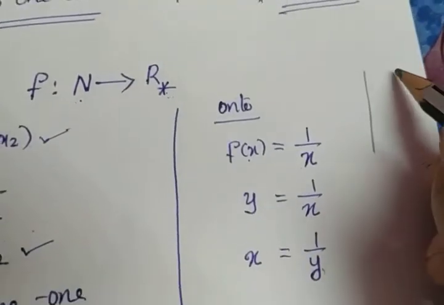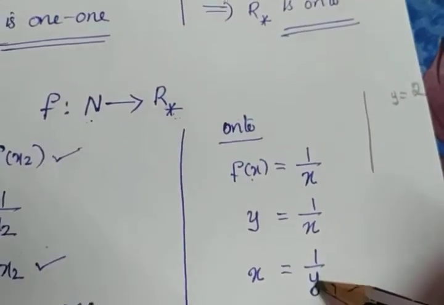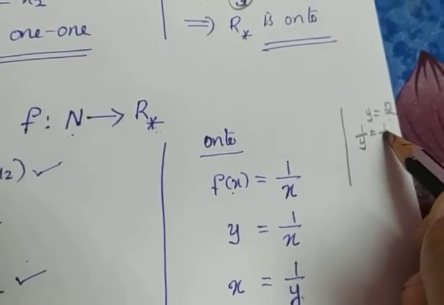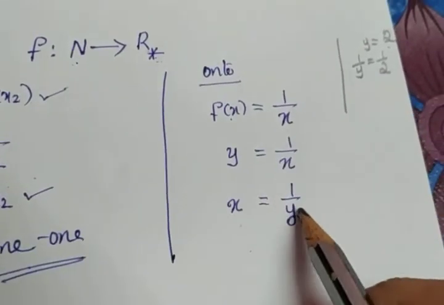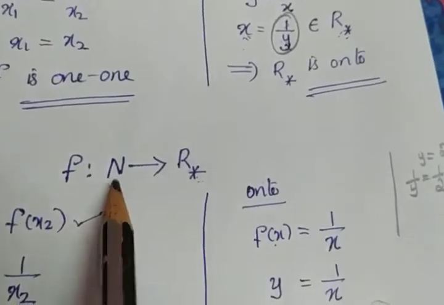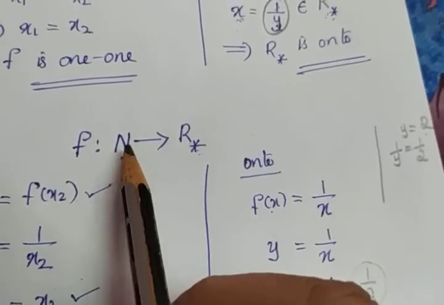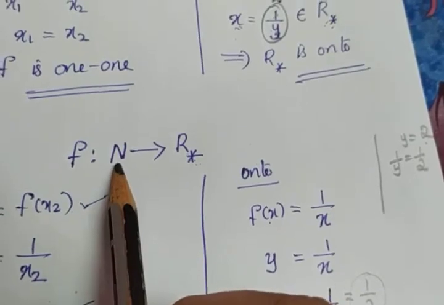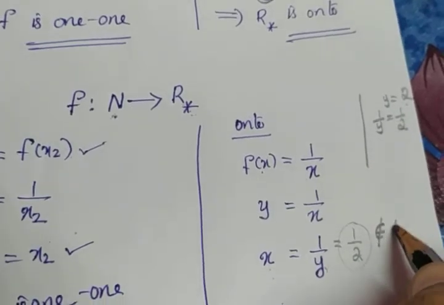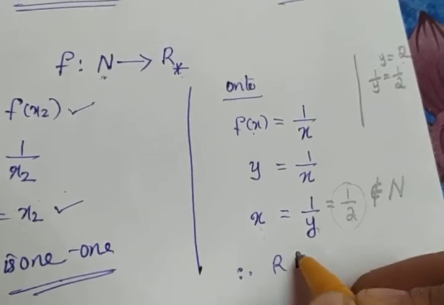So suppose I am taking the value of y as 2. y is an element of R star, so y can take any real number. I am taking the value of y as 2. So what is 1 by y? 1 by y is 1 by 2. So we are getting x as 1 by y, and if it is 1 by 2, will 1 by 2 be an element of N? We need the value of x, which is 1 by 2, to be an element of the domain. Here the domain is N, the natural numbers. Will 1 by 2 be an element of N? No, 1 by 2 is not an element of N. Therefore, we conclude that f is not onto.